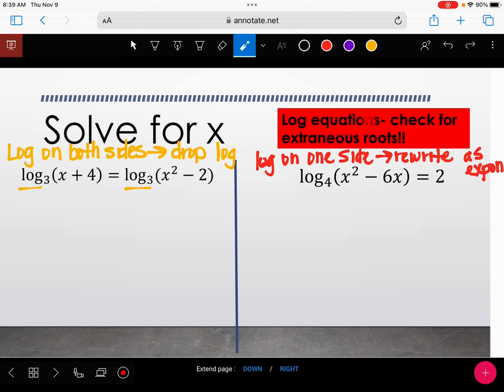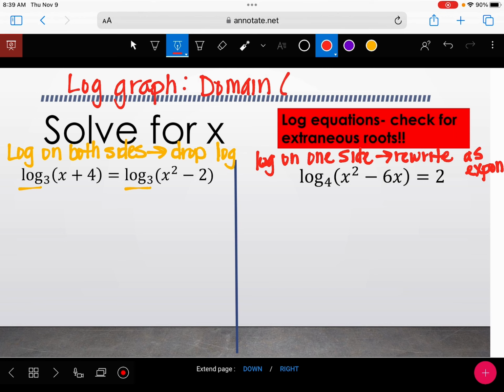Now, if you remember, a log graph has a domain from h to infinity, which means that for a log equation, I can't use any value of x. X is limited. And that's why we have extraneous solutions. Exponential graphs have a domain of all real numbers, so we can have any x values. We don't have to worry about that. But logs have a restricted domain.